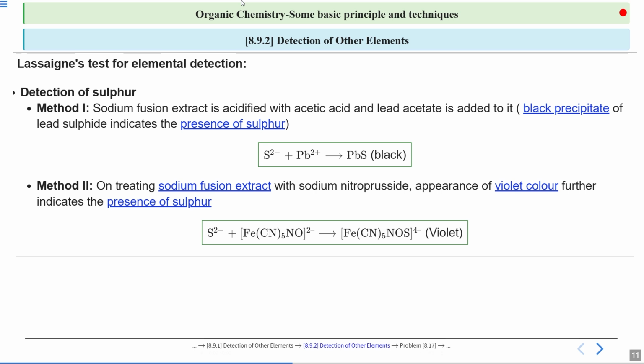Moving on to the second method for detecting sulfur. Here we treat the sodium fusion extract with sodium nitroprusside. If a violet color appears, it confirms the presence of sulfur. This color change is due to the formation of a complex ion, which is a common way to detect specific ions in a solution.